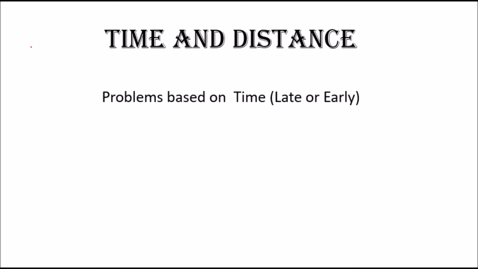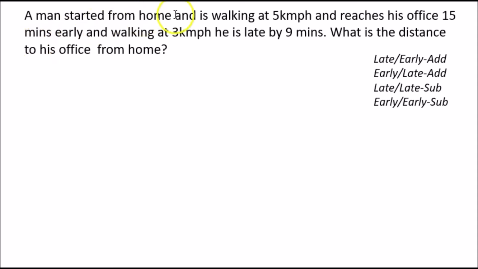Let's see the problems. A man started from home and is walking at 5 km per hour and reaches his office 15 minutes early. And walking at 3 km per hour, he is late by 9 minutes. What is the distance to his office from home?